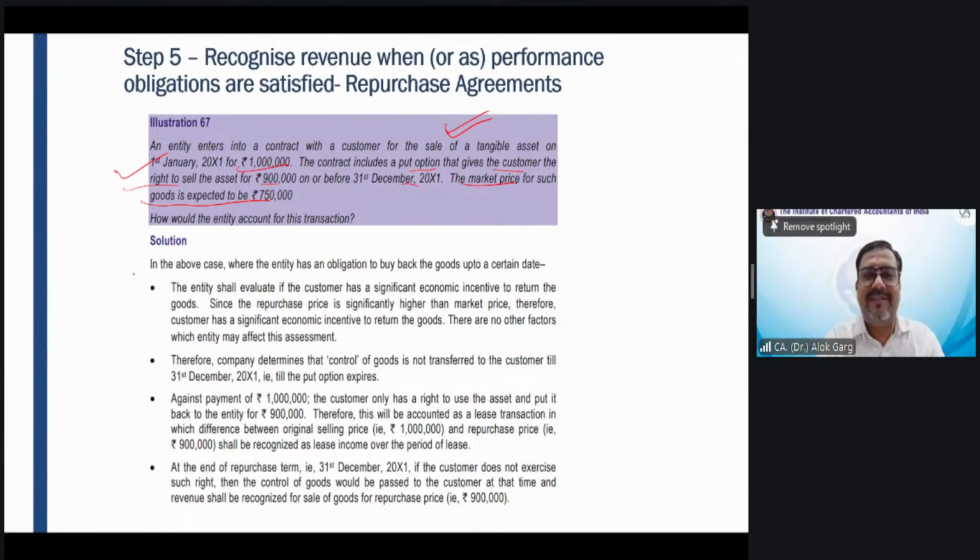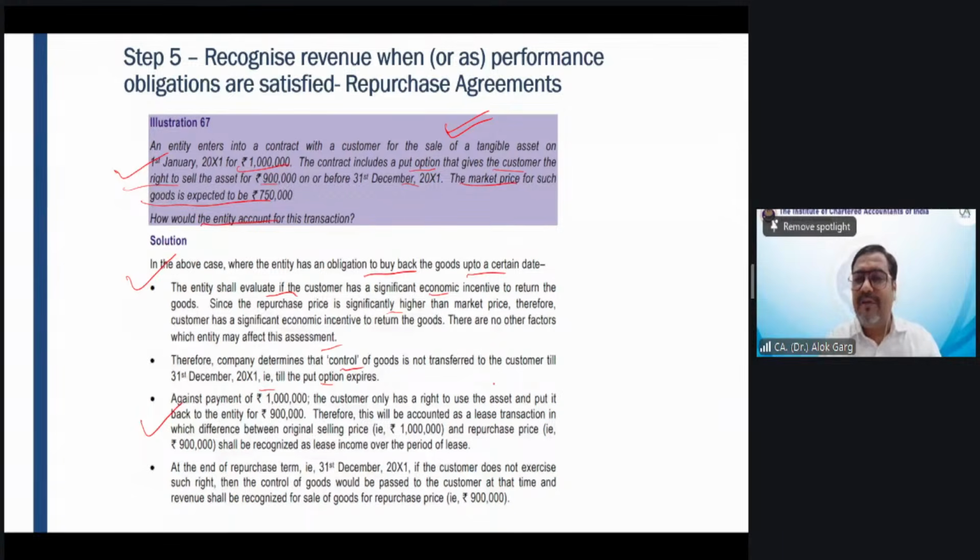So in the above case, how should the entity account for this transaction? Where the entity has an obligation to buy back the goods up to a certain date, the entity shall evaluate if the customer has a significant economic incentive to return the goods. Since the repurchase price is higher than the market price, the customer has a significant economic incentive to return the goods. There are no other factors which may affect this assessment. Therefore, the company determines that control of goods is not transferred to the customer till 31st December, that is, till the put option expires. Against payment of 10 lakh, the customer only has a right to use the asset and put it back to the entity for 9 lakh rupees.